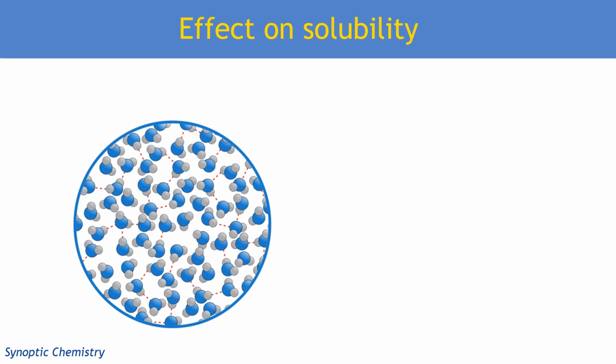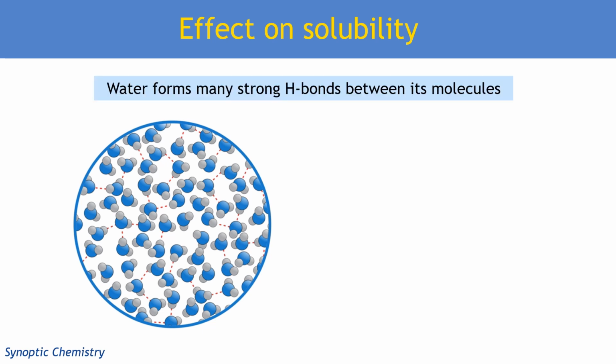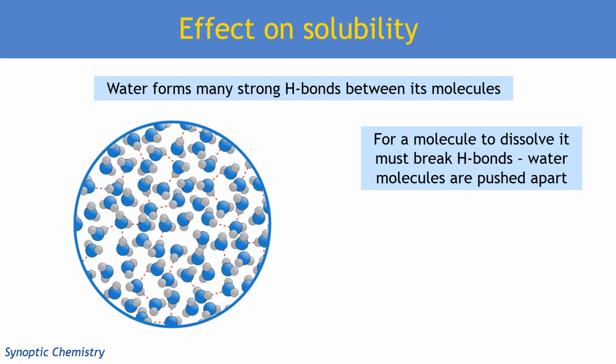We also need to look at the effect of hydrogen bonding on solubility, and in particular in water. So water forms very many strong hydrogen bonds between its molecules. And solubility is really a comparison of the type of bonds we need to break in the solvent and in the solute, so in the molecule or compound we're dissolving, and also the type of bonds that we can form between the water molecules and its solutes. So for a molecule to dissolve, we have to break those hydrogen bonds between water molecules and push them further apart in order to insert another molecule.